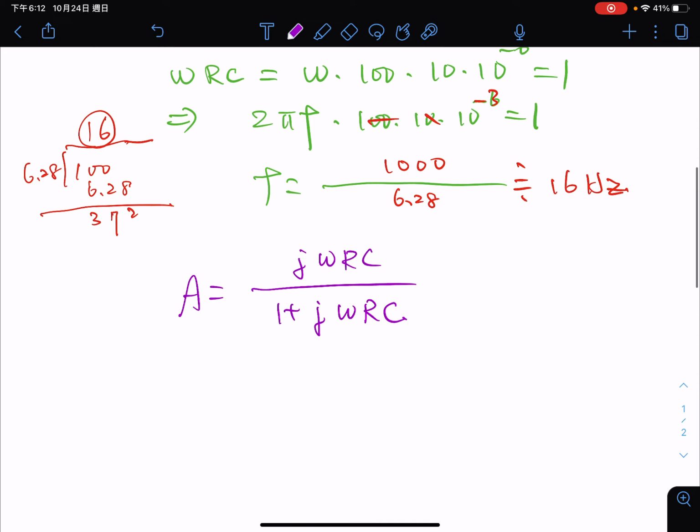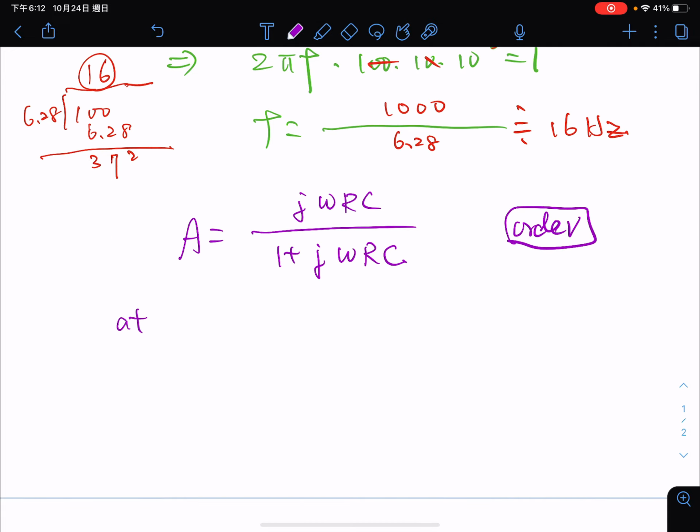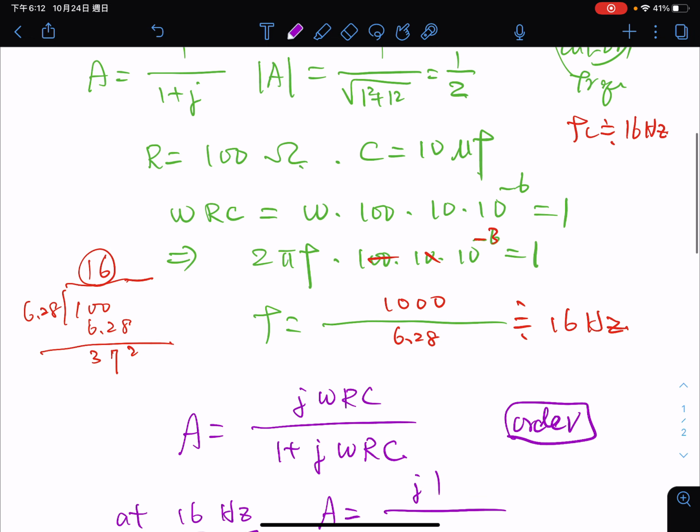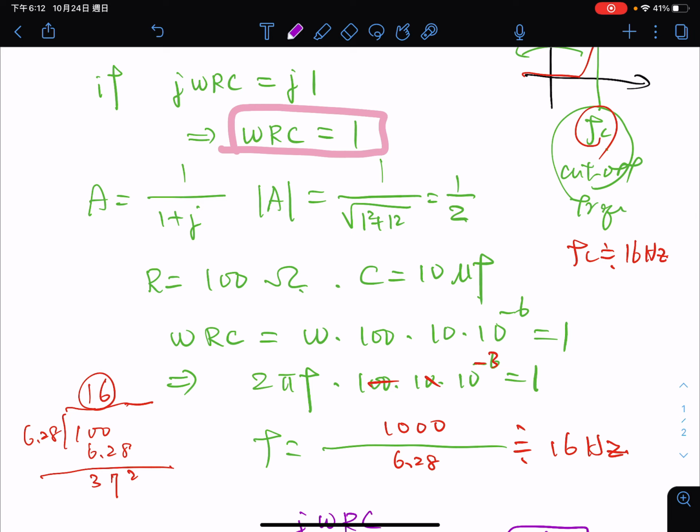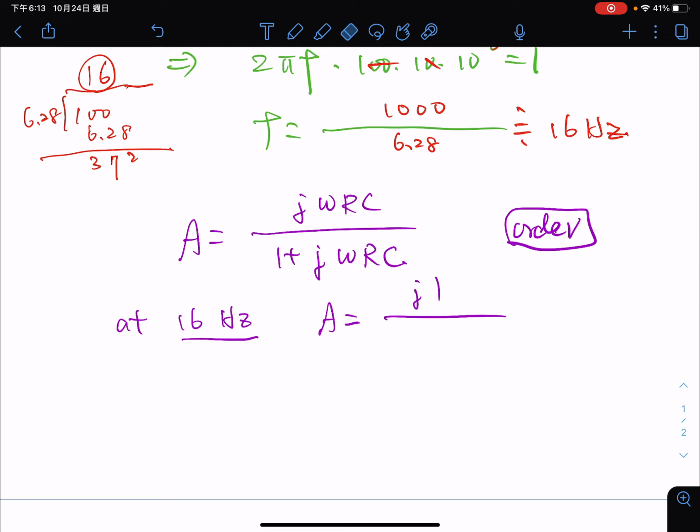Right? Okay. So let's try to find out the order. Although the way to decide the order is very simple, I would like to show you how to see it this way. So for example, at 16 hertz, A will be equal to J over 1 plus J. Sorry, I made a mistake here, it should be J here.